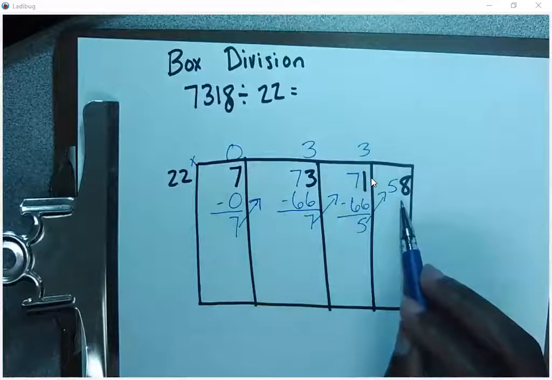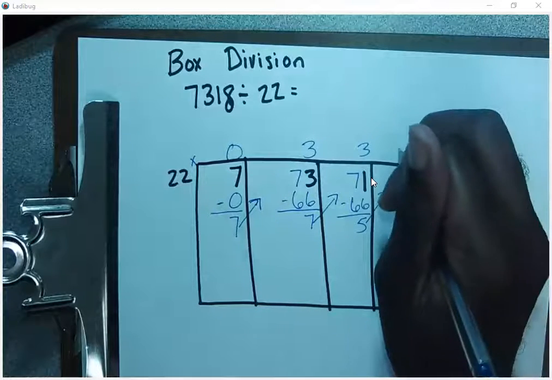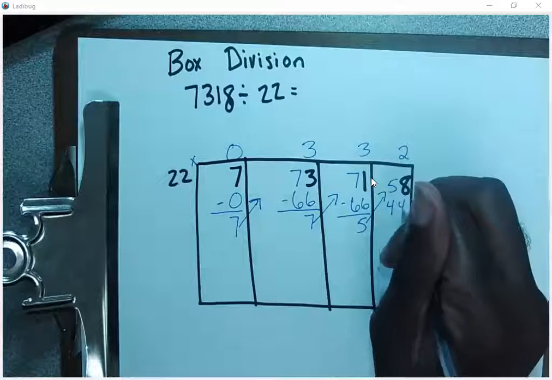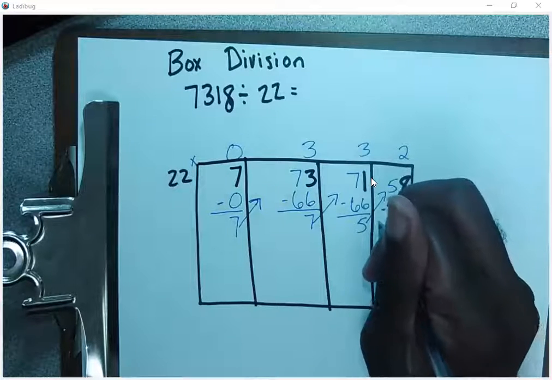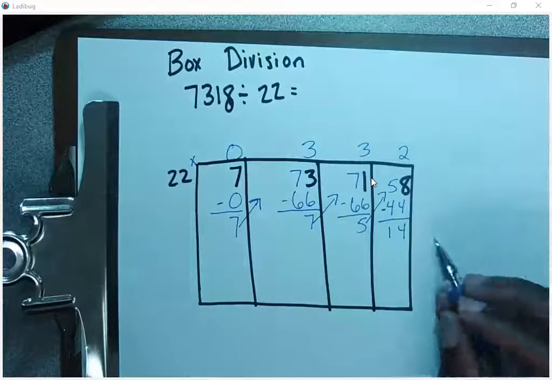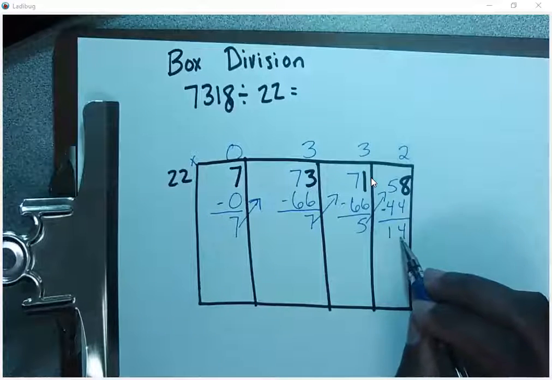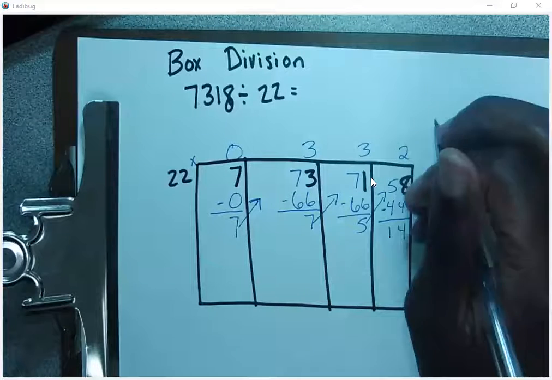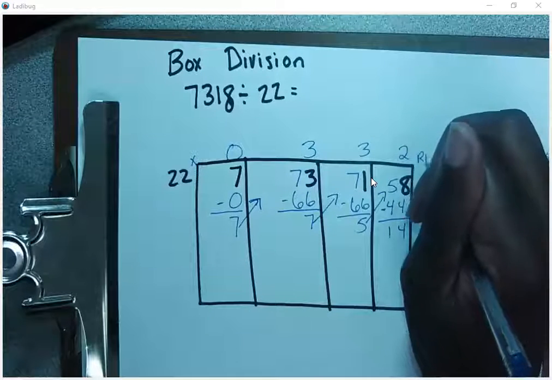22 can fit into 58 2 times. 2 times 22 gives me 44. I'll place that 44 there. I subtract, and now I get 14. I have no other numbers to carry my 14 to, no other box to carry it. So this 14 now becomes my remainder.